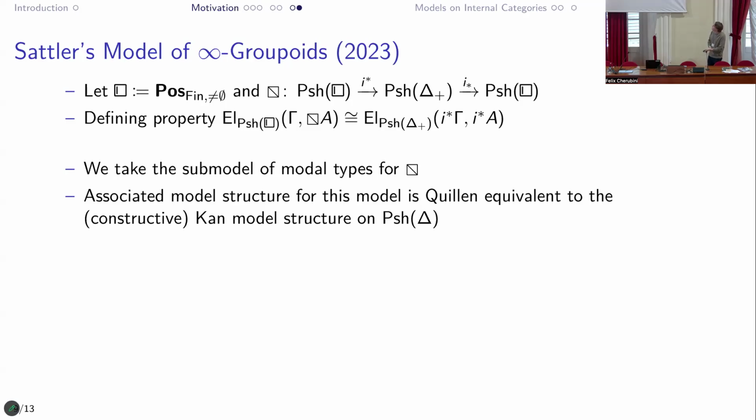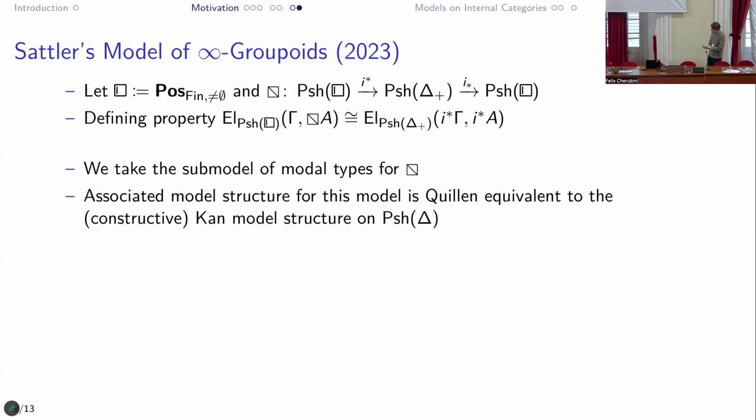And you can show that this particular monad plays well with the notion of fibrancy, and the submodel of modal types is then really well behaved. So it's a good model of higher setoids in a constructive setting. So in particular, it's Quillen equivalent to simplicial sets. So this maybe tells you that this is a good model of infinity groupoids.